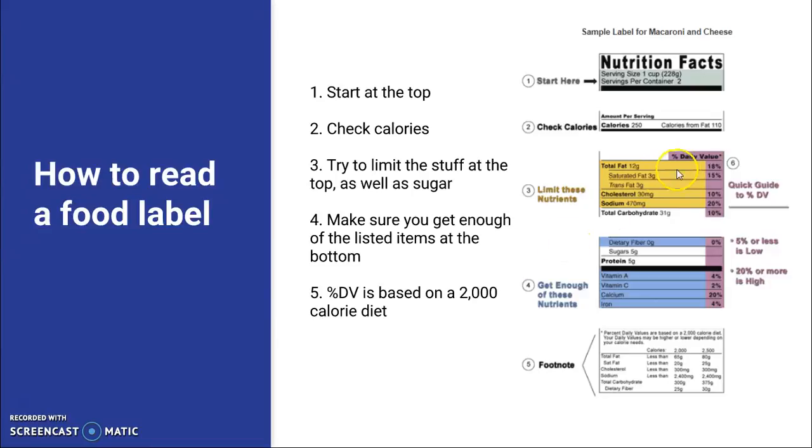The last thing that you want to look at is this percent daily value. It's based on a 2,000 calorie diet. You can see down at this footnote that it says you should have 65 grams of total fat. So if you look up at this food label, it says that 12 grams is 18% of the 65 grams that you're allotted throughout the day.